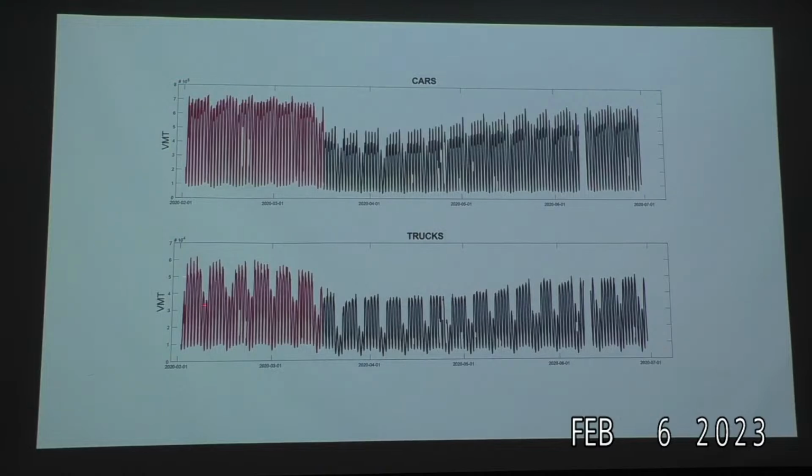You see the trucks have a very strong day of week dependence. They're about 10 times less. This is 6:10 of the 4, so 10% of the vehicles are trucks. But they had a strong weekend effect before and a really strong weekend effect immediately after the shelter in place.